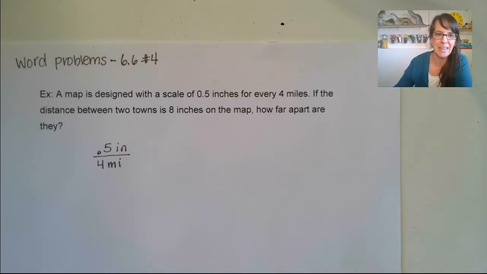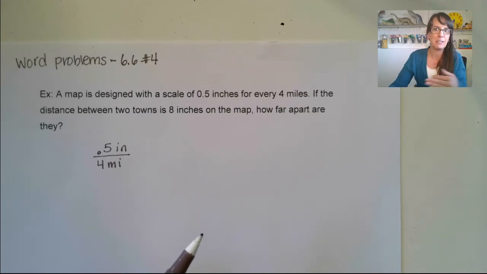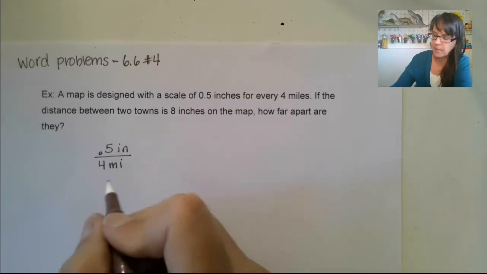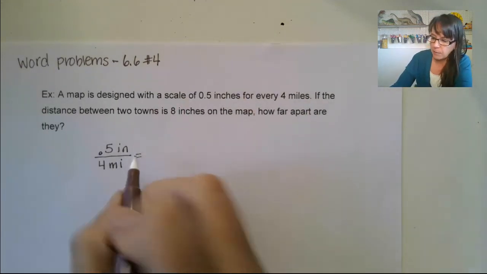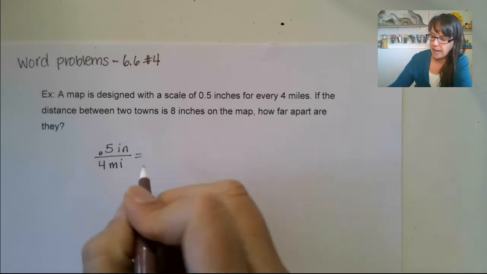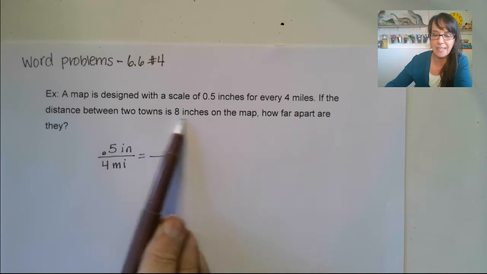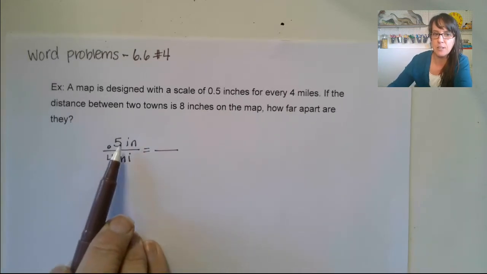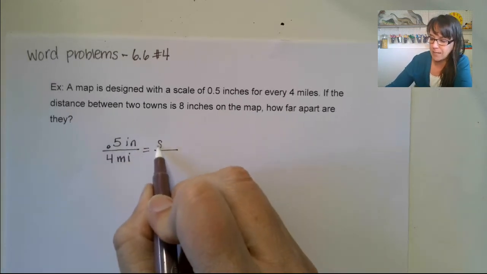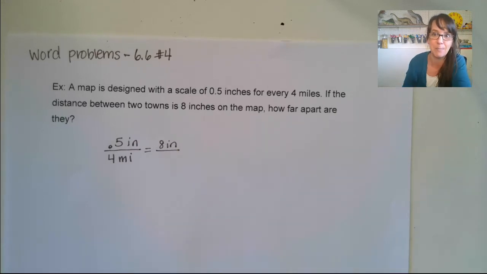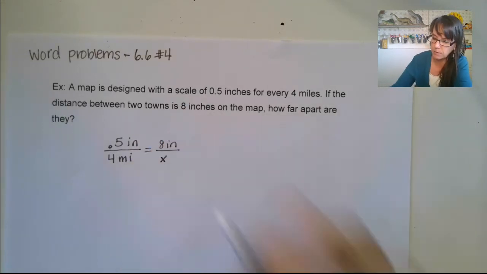And I should have started by saying the best way to solve scale factor and similar figures word problems is going to be with a proportion, which is just comparing two ratios, aka fractions. So we're going to set up our first ratio right here. And now for our second one, like I said, the distance between the two towns is 8 inches on the map. Since inches are up here, we've got to put inches up here. We want to make sure that we're comparing the same thing. We're looking for miles, so we're going to put X here.